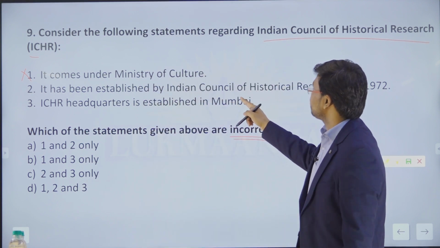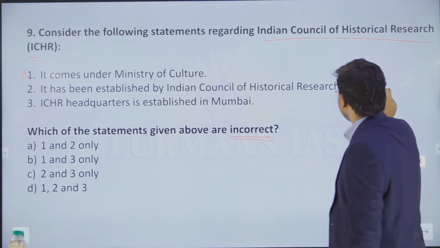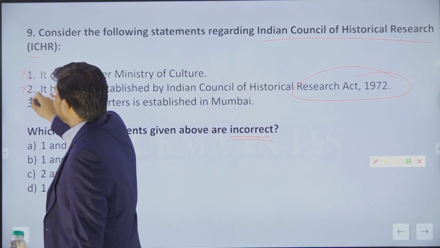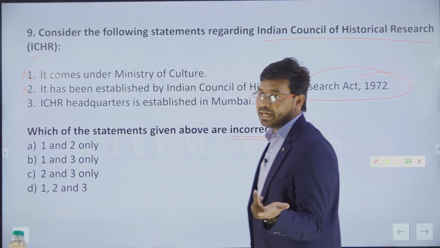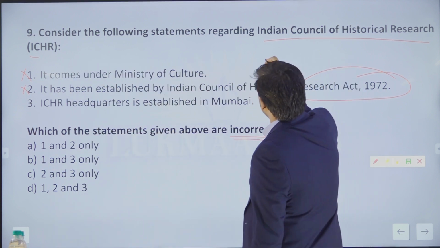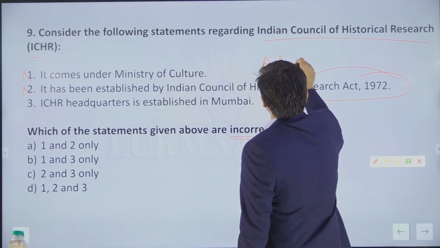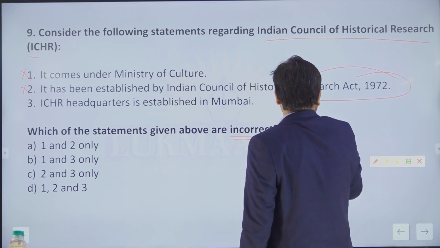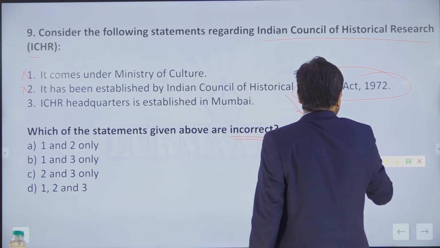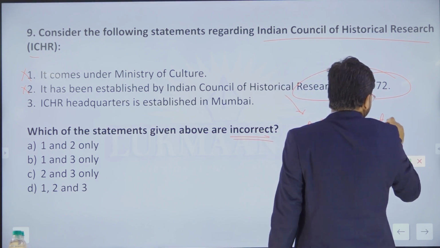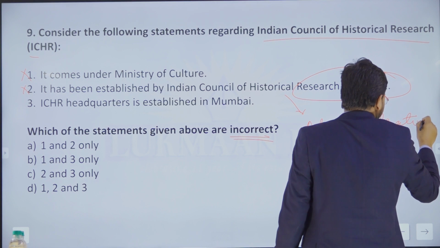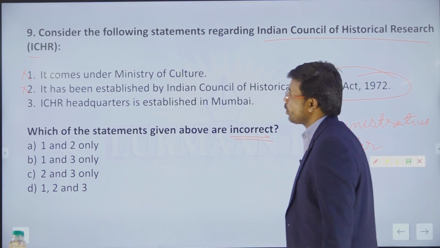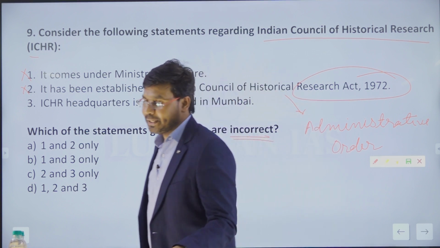It has been established by the Indian Council of Historical Research Act. There is no act like this. It was established in the year 1972. That is right, but it was established under an administrative order. That's why the second statement is also incorrect.